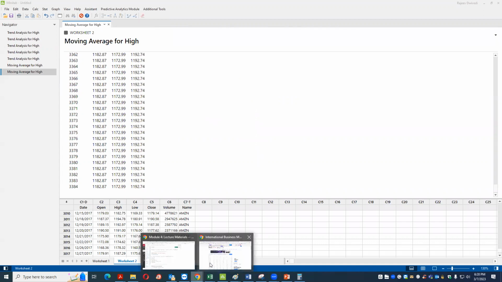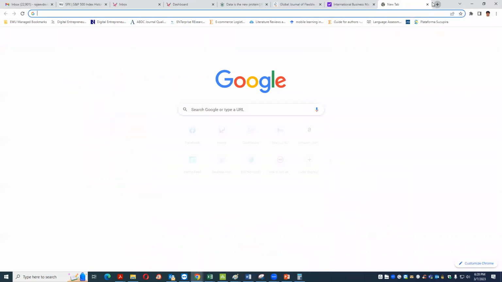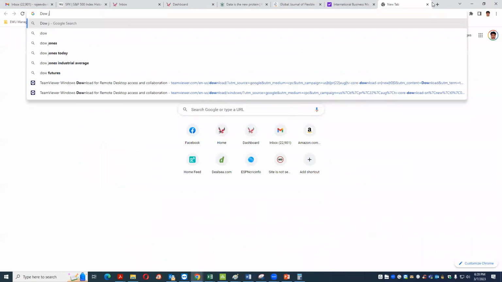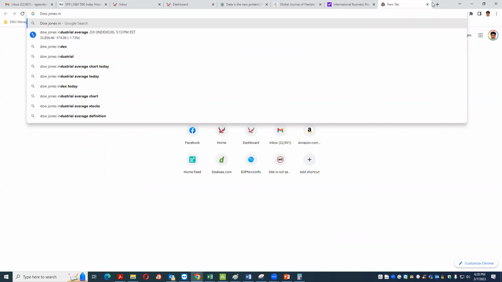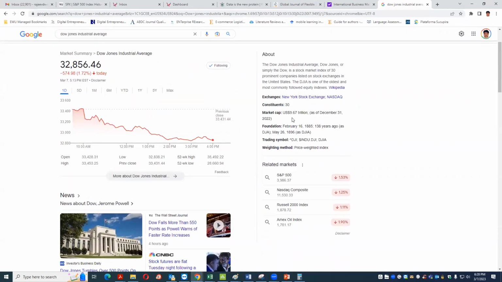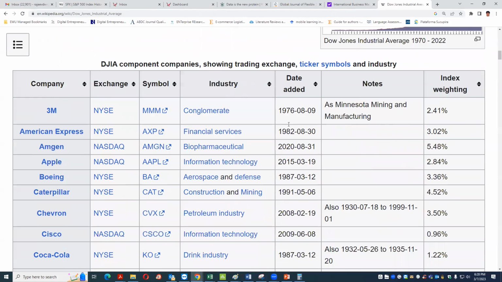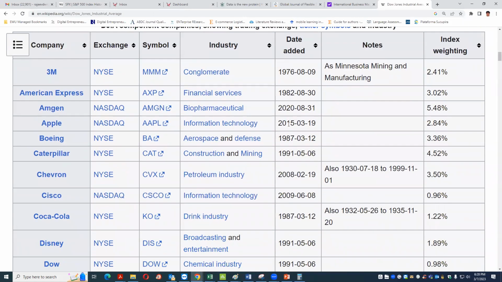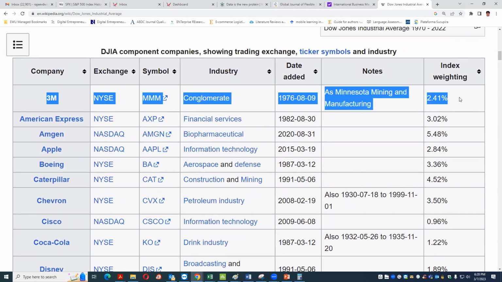So they are nothing but a weighted average. I just use, so hopefully you can see this. Which company has what value? So for example, here, if you look into Dow Jones, 3M is 2.41%.